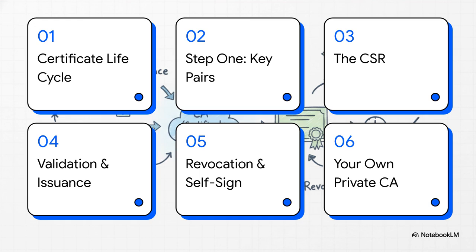Okay, here's our quick roadmap for this explainer. First, the certificate lifecycle. Second, step 1, key pairs. Third, the certificate signing request. Fourth, validation and issuance. Fifth, revocation and self-signing. And sixth, your own private CA.